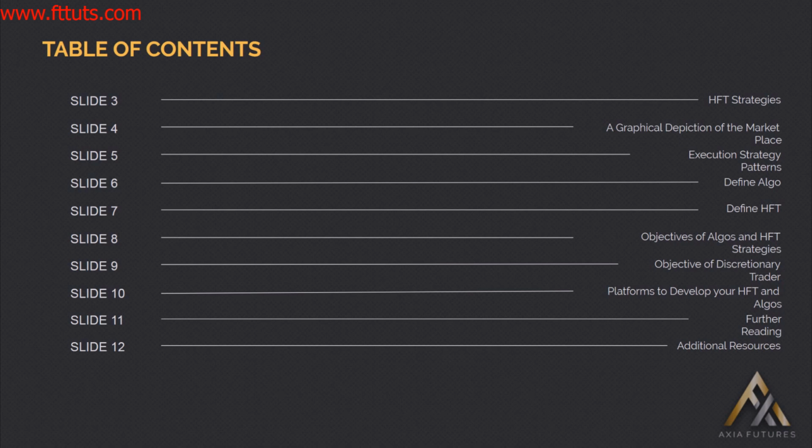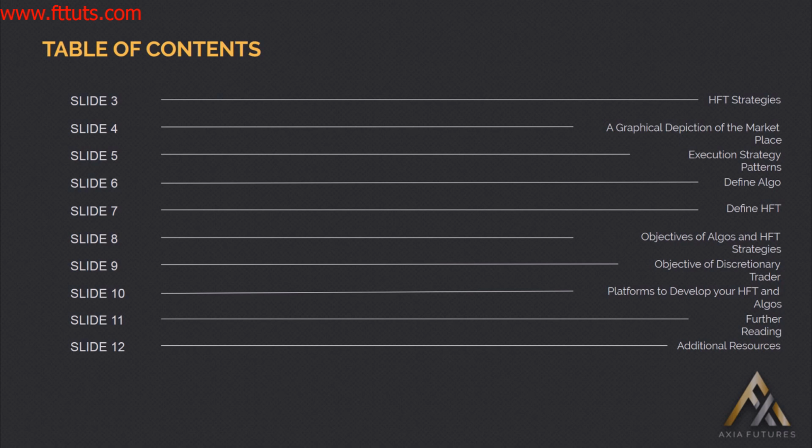So slide 3, we focus on HFT strategies. Slide 4, we look at a graphical depiction of the marketplace, and really when you use these graphical models, it makes you understand a little bit clearer of where our place is in the entire ecosystem. Slide 5, we look at execution strategy patterns. Slide 6, we effectively define an algo. Slide 7, what are the objectives of algorithms and HFT strategies.